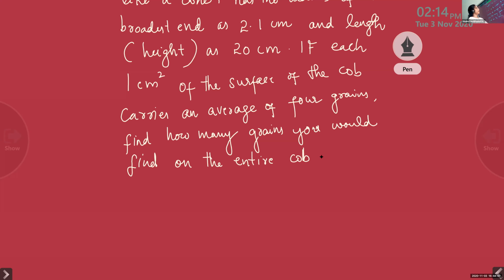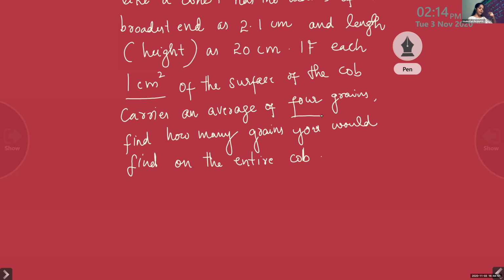Okay, children, actually the height of the cone and the radius of the broadest end. Radius of the broadest end means the part which has the maximum width. So that is the down part. That is the radius of the base. Radius of the base is also given. You have to find the CSA, but slant height is not there. Clear, children? And 1 centimeter square of the surface of the cob contains 4 grains.